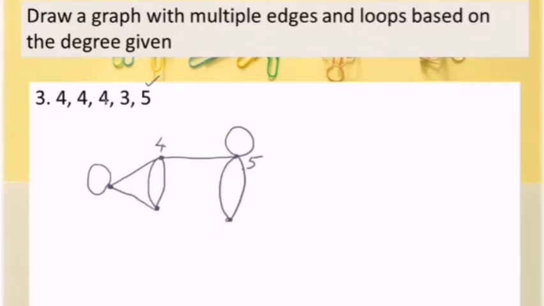I need to have another vertex with 4 degrees. I draw the line to here. Here becomes 4. And here 1, 2, 3. Here is 4 also, right? Okay, that is the answer for question number 3.